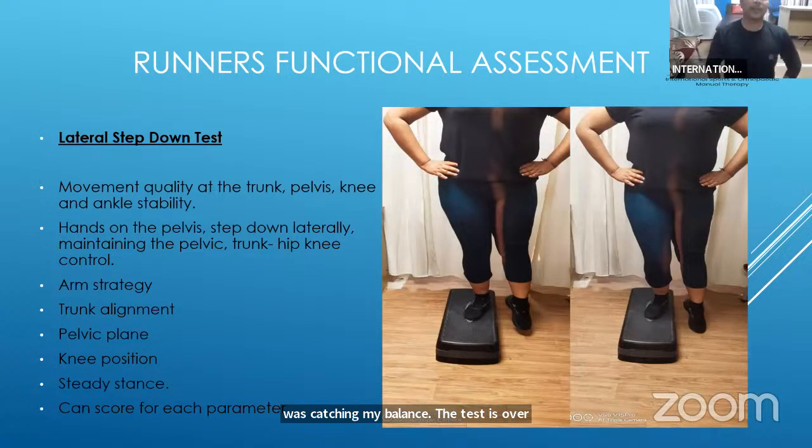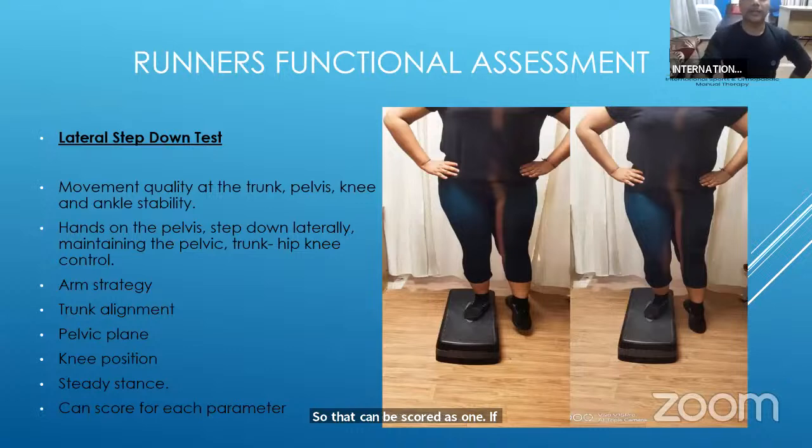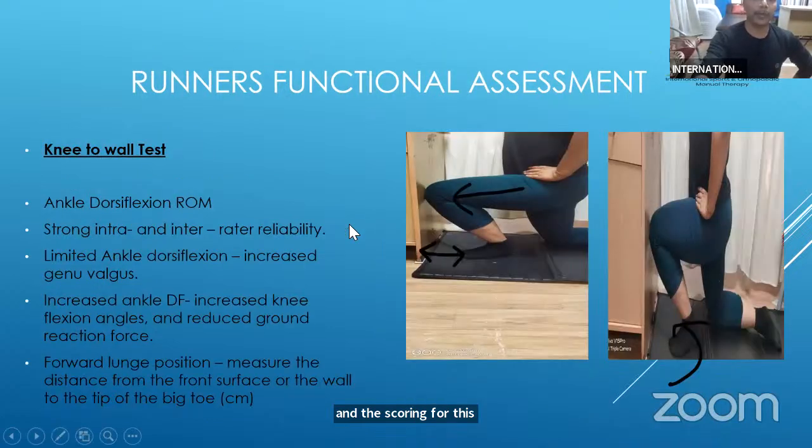And on all these criteria, you can have a certain score, okay? As I said, knee position. Now your knee tuberosity, if it is going medial to the second toe, that can be scored as 1. If it is going more medial, beyond the medial border of the foot, that can be scored 2. Okay, so there's a proper charting and scoring for this lateral step down test. Okay. Knee to wall test. This is generally done to assess the ankle dorsiflexion range of motion.